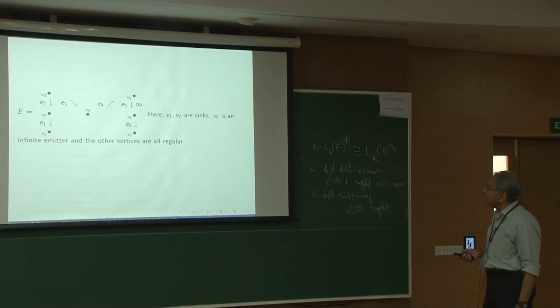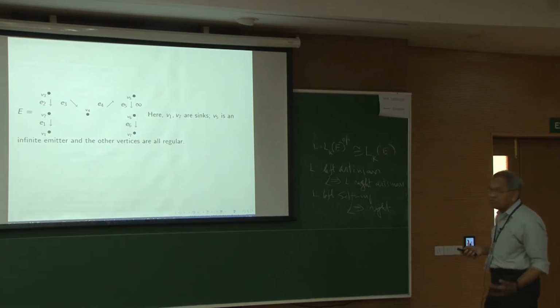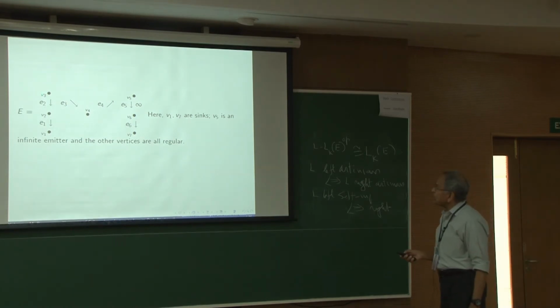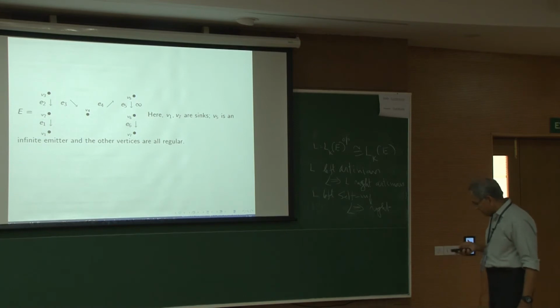A quick run through some examples here. So look at this graph. You can see that in this case V1 doesn't emit any edges, so V1 is a sink. V7 is also a sink here. That's just my own convenient notation. There are an infinite number of edges coming out of V5, so it's an infinite emitter. And all the other vertices emit only finitely many edges, so they are all regular vertices.